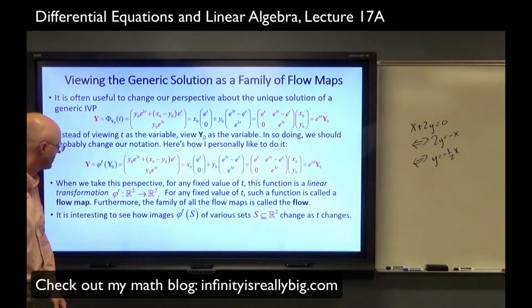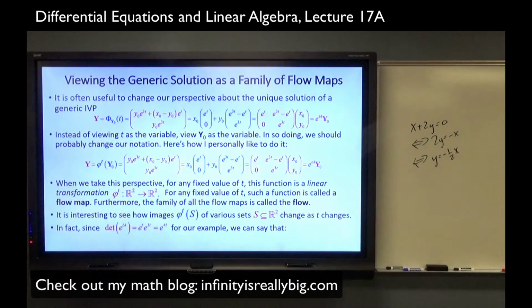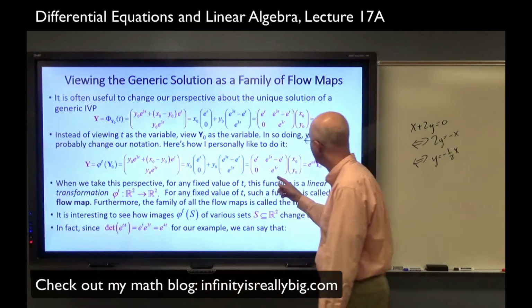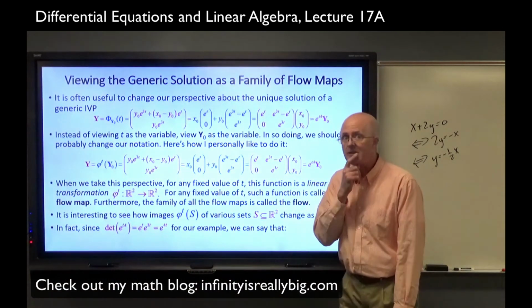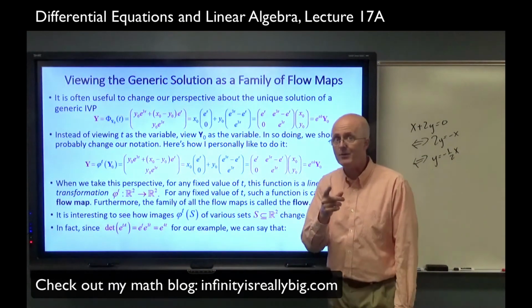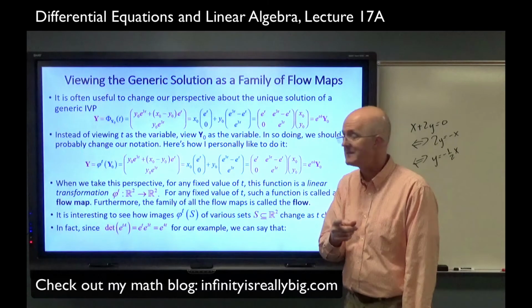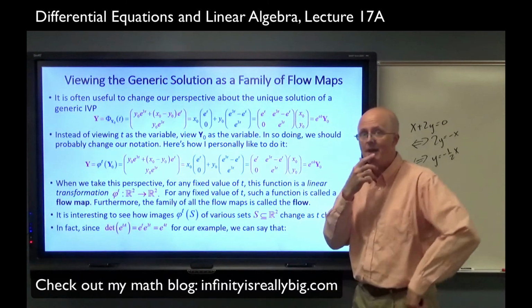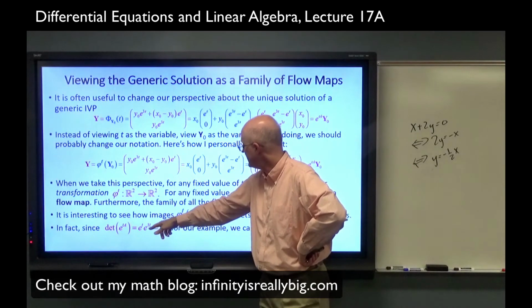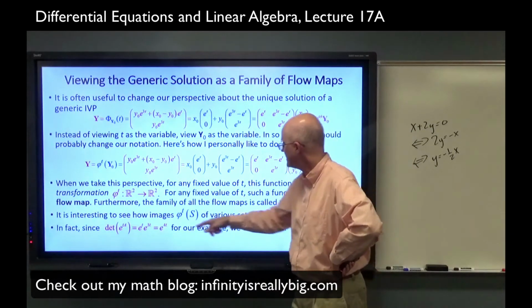Here's another connection to linear algebra. Since the determinant of this matrix exponential, this thing right here, which is a triangular matrix, is the product of the numbers on the main diagonal. Remember, determinants of triangular matrices are the products of the numbers on the main diagonal. We have a determinant of e to the t times e to the 3t. Multiply these things, which is e to the 4t.